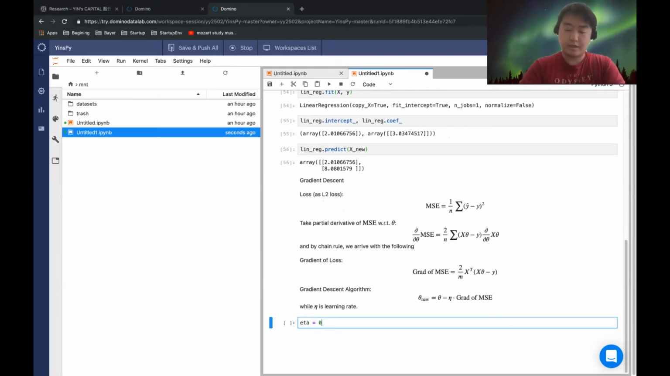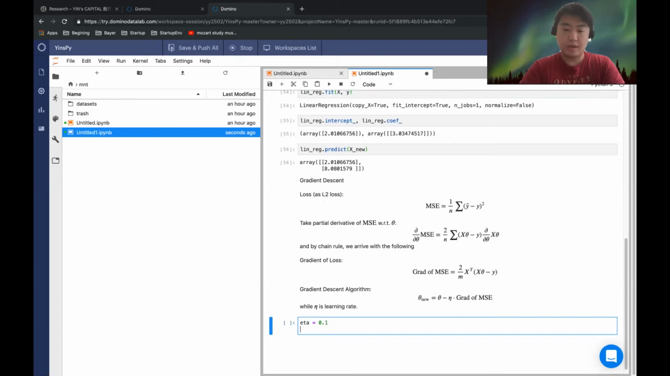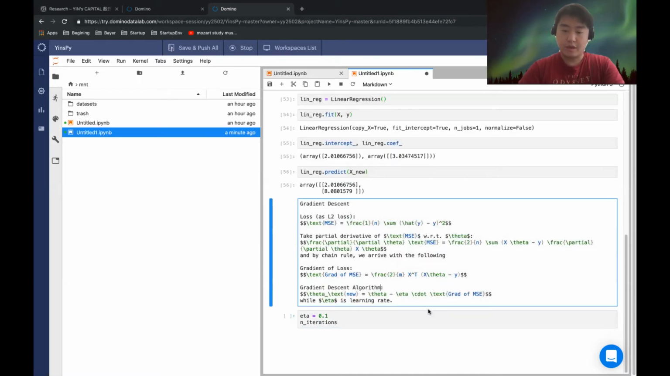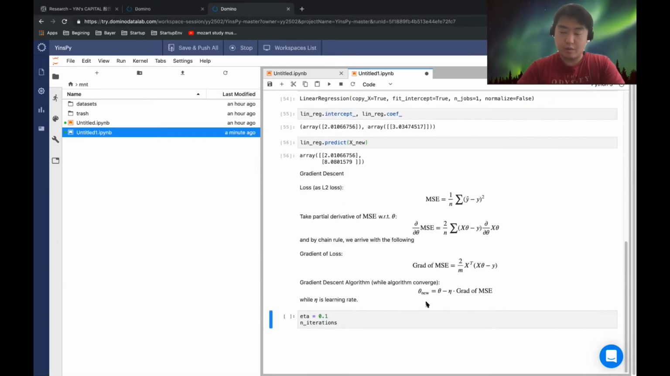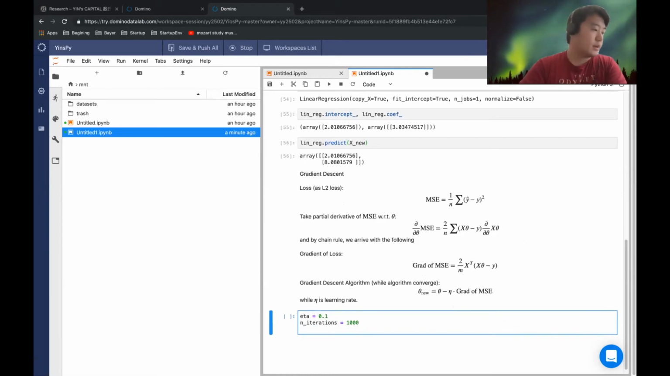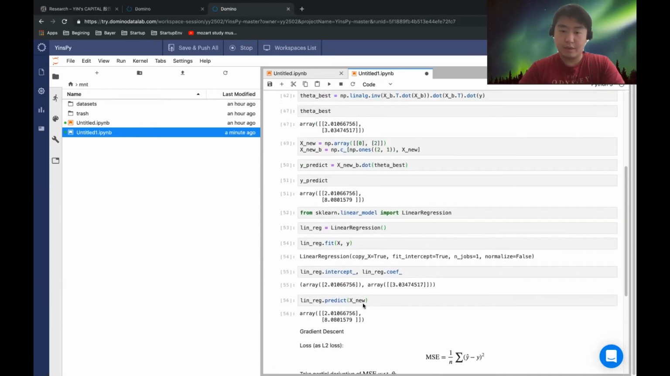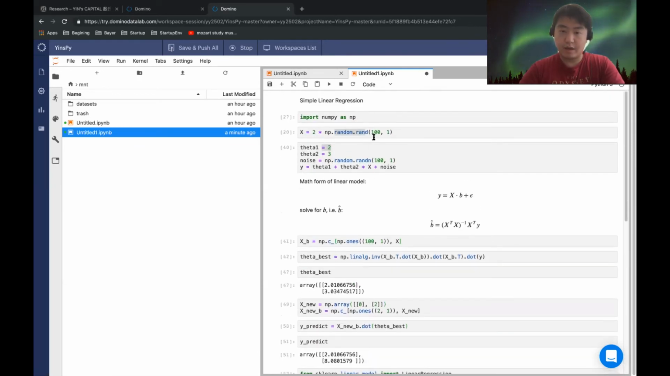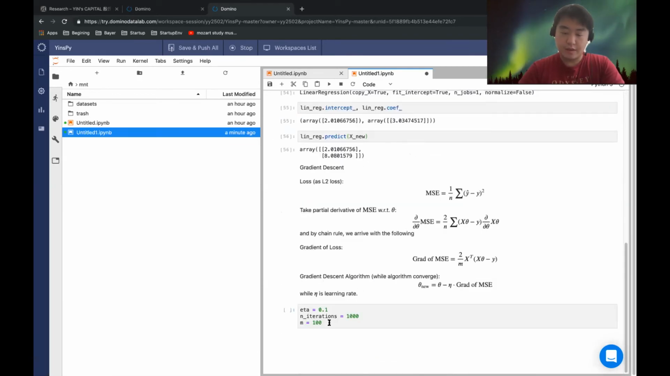We set eta to be some small number, say 0.1. We have n iterations, because technically this is within a loop, while the algorithm converges. So n iterations, let's say 1,000. And m, let's say 100, because that's the total sample size that we used. I believe it's up here. Aha, 100. So that's why this is 100.